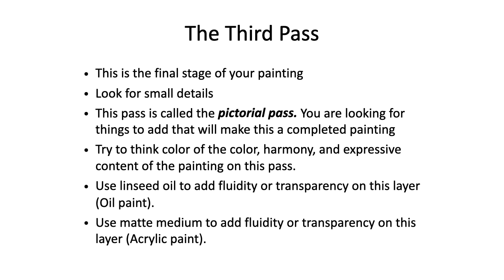So looking at the painting as a whole, thinking about how you can balance your color, make things look really finished at the end. So you're trying to think of color harmony, expressive content, the overall piece as a whole. Remember, on this layer, if you need to add fluidity or transparency to your paint, if you're using oil paint, you're going to be using linseed oil. If you're using acrylic paint, you're going to be using matte medium.